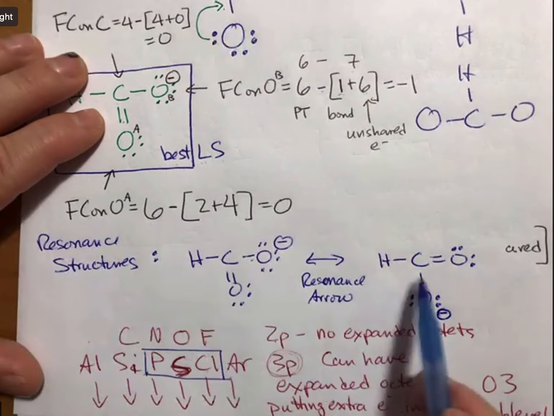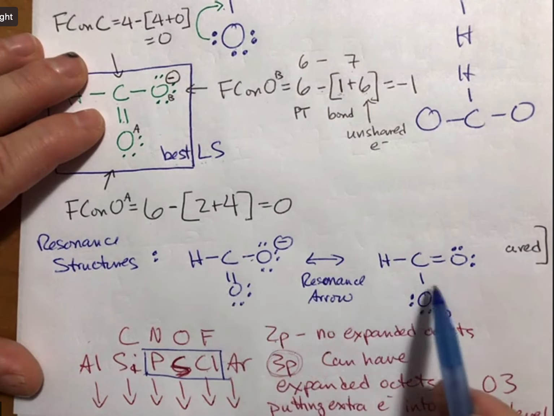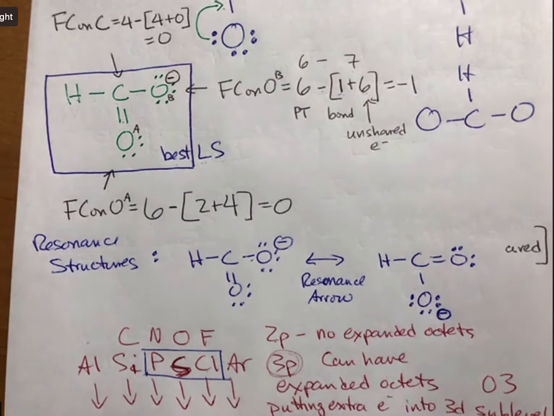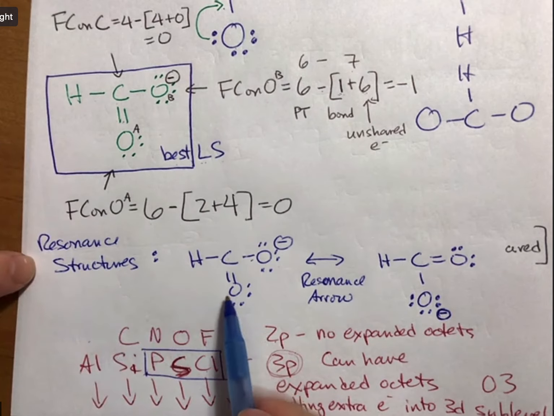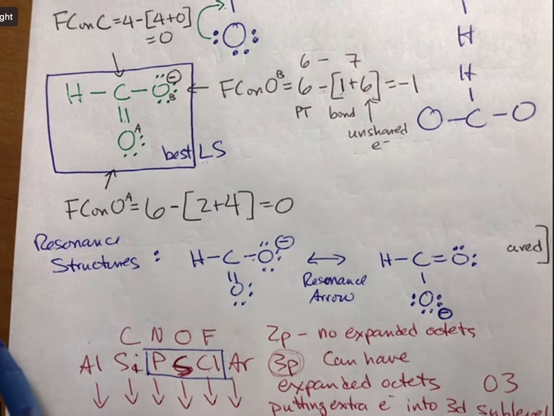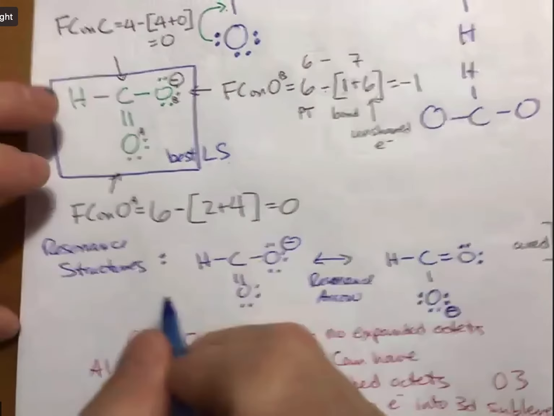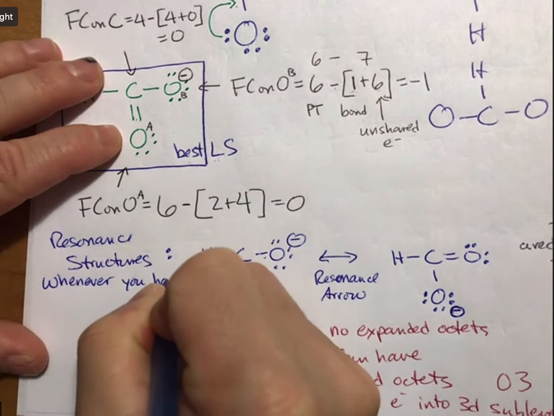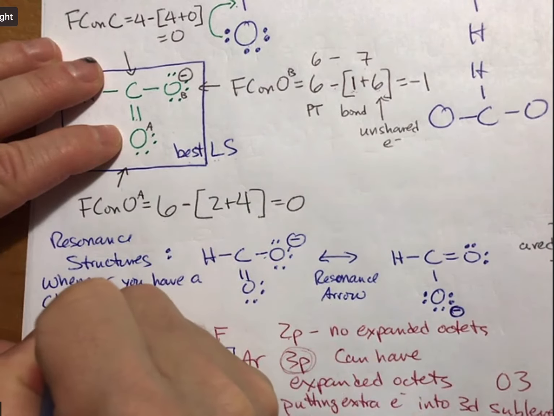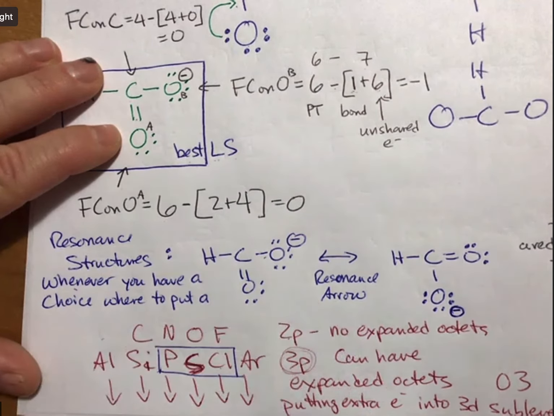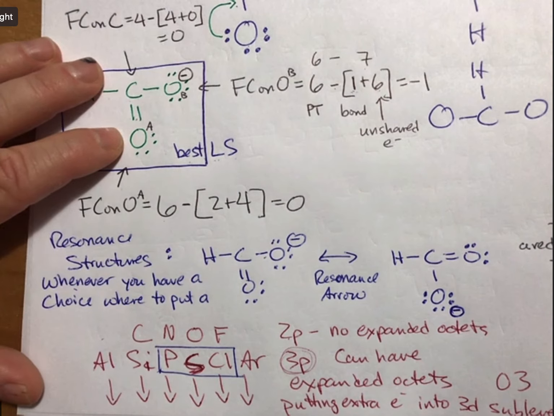And this is your final answer for this, by the way. Oh, we still have more to do, by the way. Sorry, there's more to this final answer. But those are the resonance structures. And the take-home message is, whenever you have a choice where you put a double bond, draw all choices.